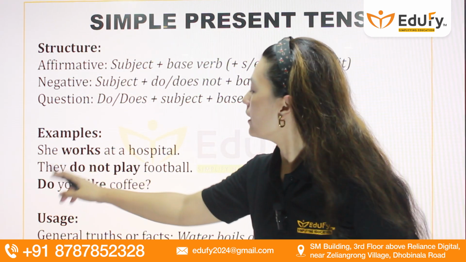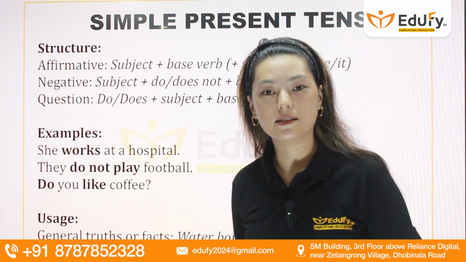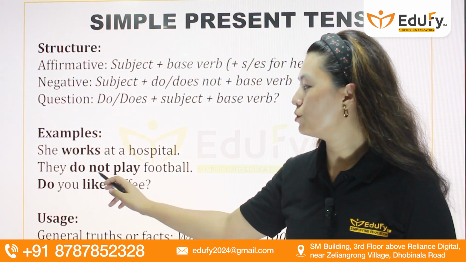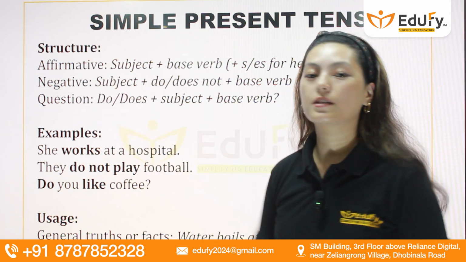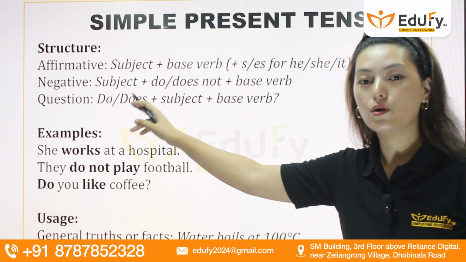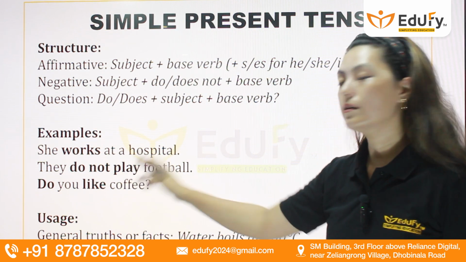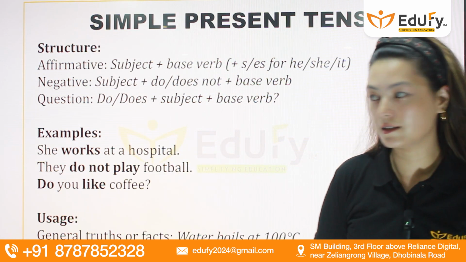Then we have: they do not play football. Here we have the subject as they. Then we have do not. This is a negative statement. Earlier, when we looked at the structure, we saw that the subject is there along with the auxiliary verb do or does not along with the base verb. What is this? A simple present tense sentence.